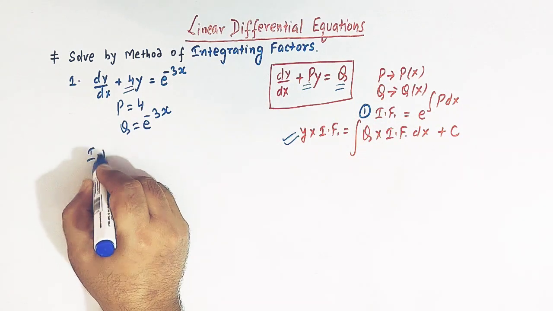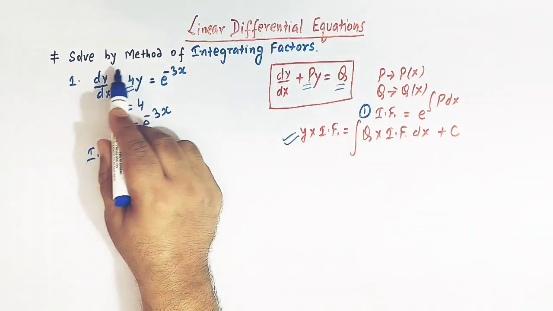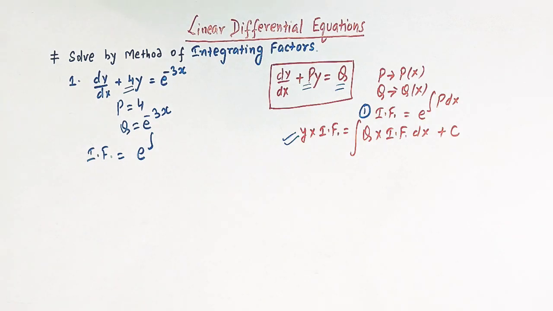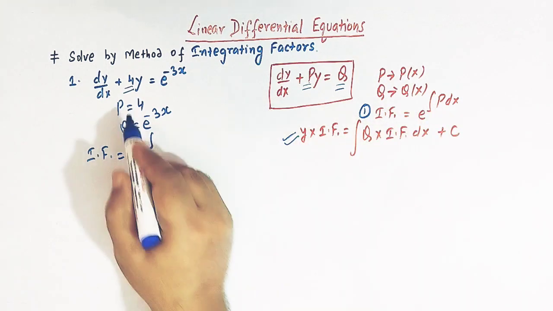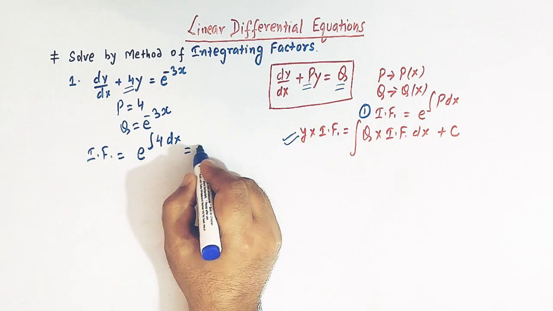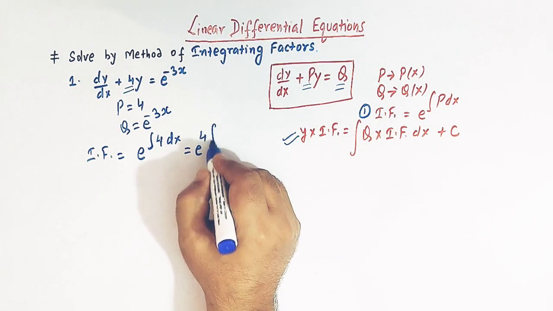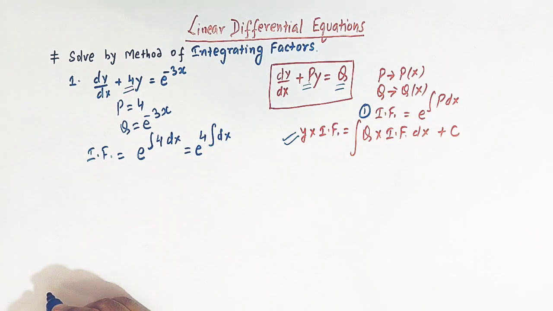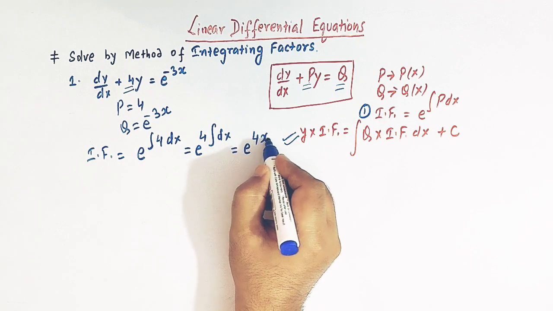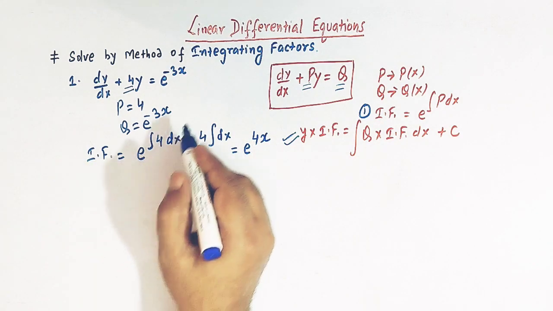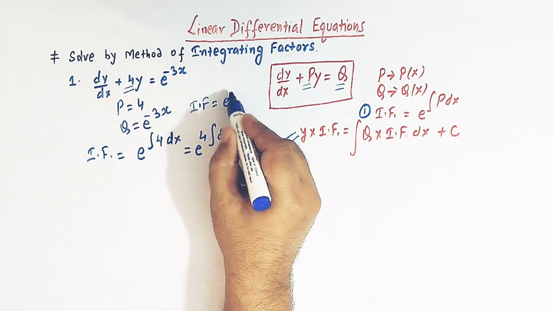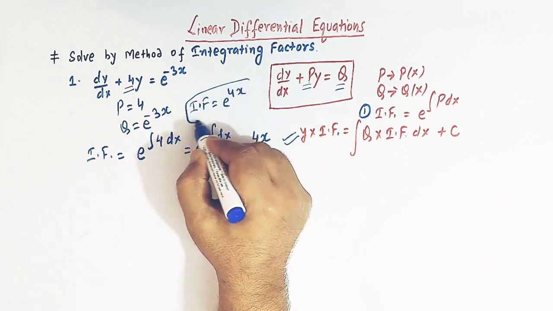The integrating factor of this linear differential equation is e raised to the integral of P dx, and P is 4, so here we have 4 dx. Now we can write e raised to 4 times the integral of dx. The integral of dx is simply x, so we have e^(4x). So the integrating factor of this differential equation is e^(4x).